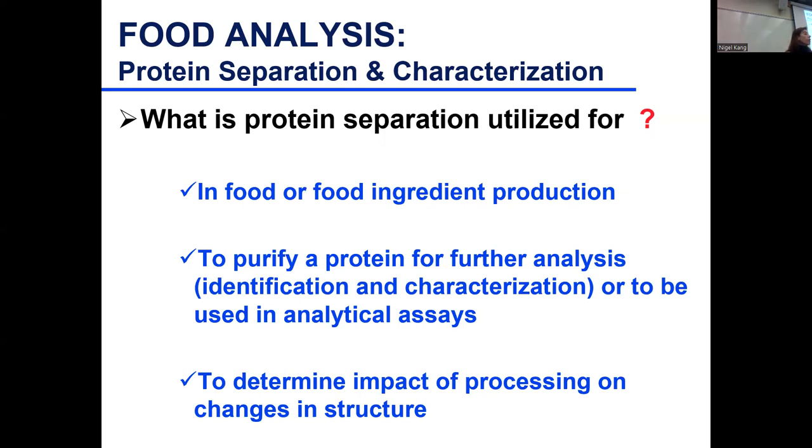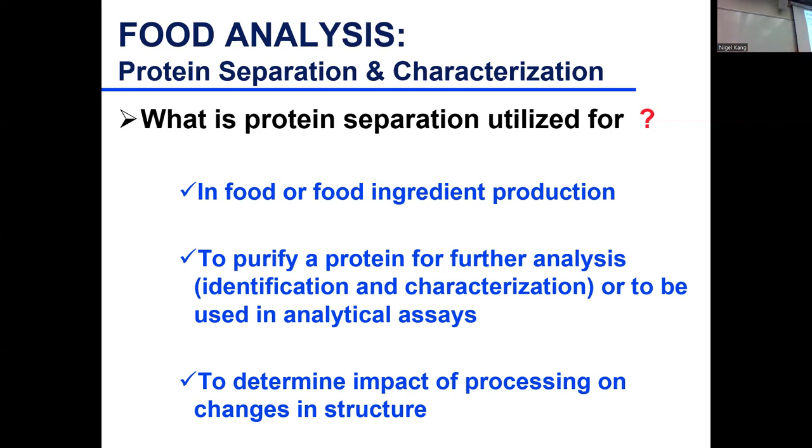Sometimes you want to produce protein ingredients like protein concentrate, protein isolate. Then we need to separate protein from other components, other ingredients. So that is one application and importance of protein separation. And sometimes we need to identify a protein or characterize it in terms of its structural properties, functional properties. Then we need to separate that protein from carbohydrates, from lipids. We do lipid analysis. We want to do protein analysis. We want to determine the amount of protein, its characteristics, its thermal stability, its denaturation state, its functionality. Then we need to purify the protein. We need to extract the protein and separate it from other components.